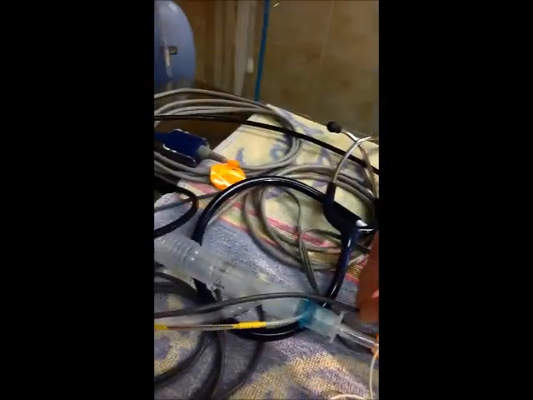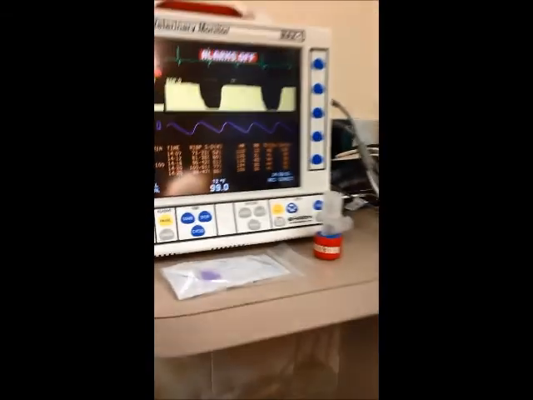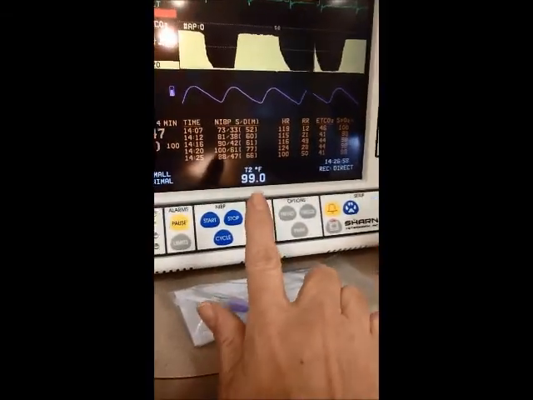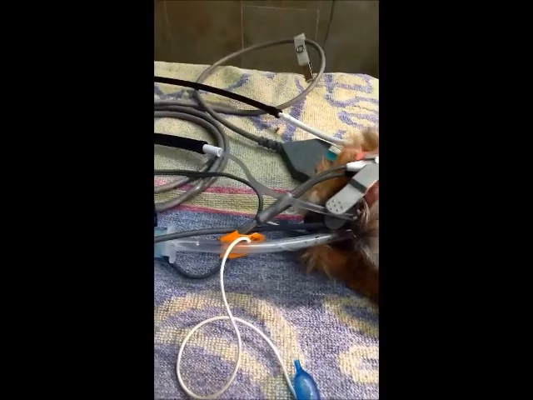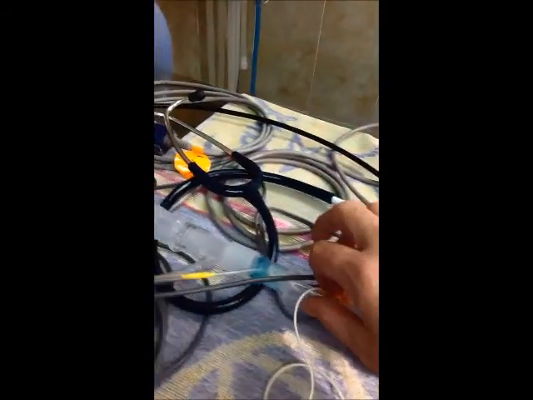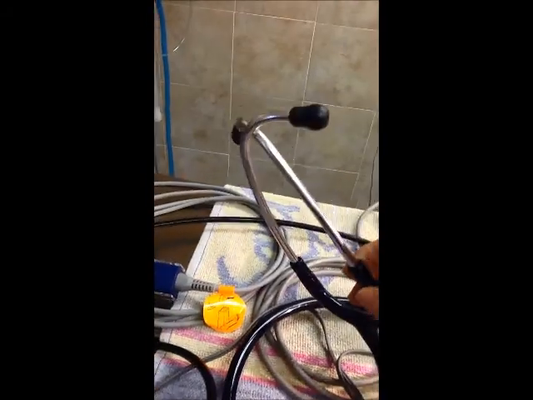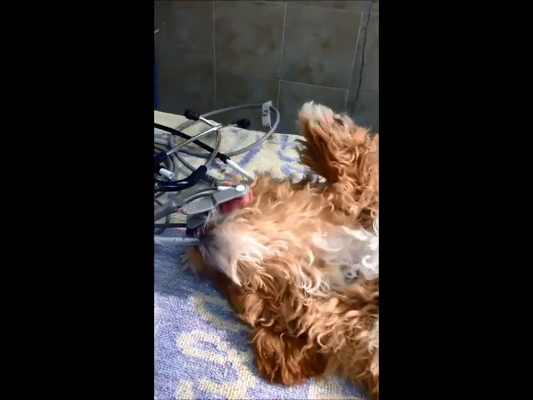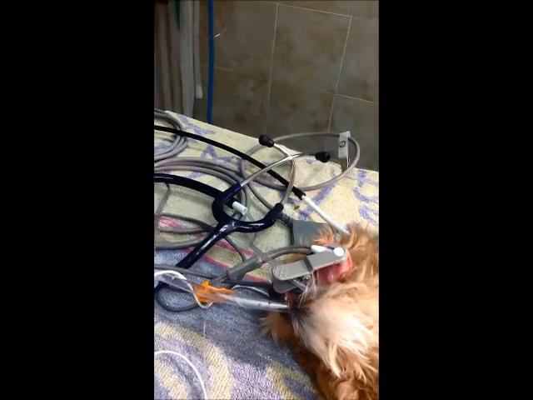We also have her temperature probe, which is in here. Her temperature reading is down here, which is 99 degrees. Okay, the other tube in her mouth is the endotracheal stethoscope, which you listen through here, and her heart rate is great. It sits right next to her heart. You can hear her heart sounds and her lung sounds throughout the entire procedure.